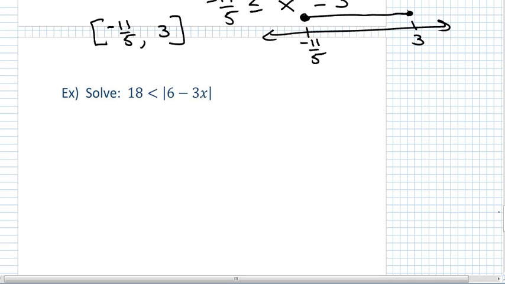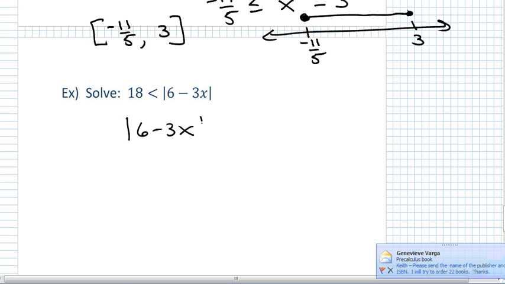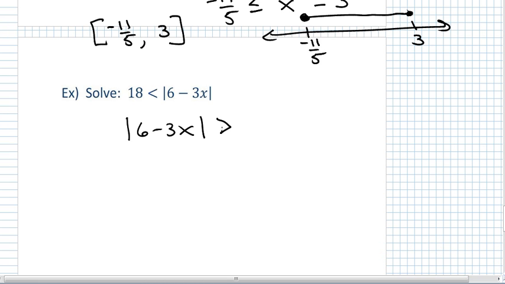Now, my suggestion is you always want the x on the left-hand side. If it's not, then you can make it on the left-hand side by switching the inequality. So if I want to rewrite it like 6 minus 3x, the absolute value, it makes it greater than 18. So if it's greater than here with the inequality, we cannot make it a compound.